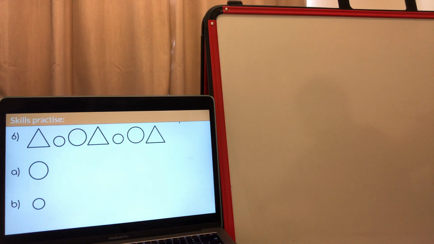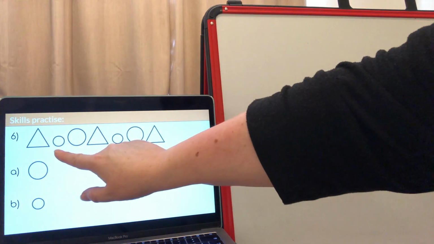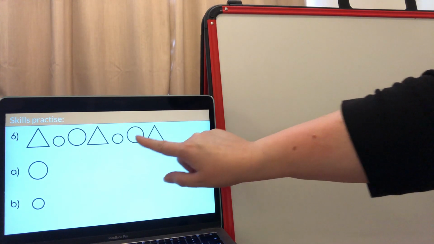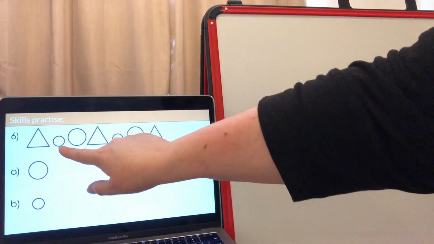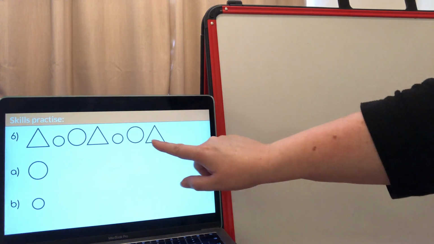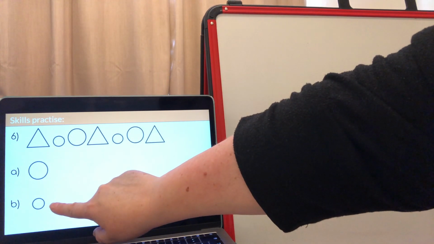Oh, it's getting more complicated. We've got triangles and 2 different sizes of circles. What will be next? Triangle, small circle, big circle. Triangle, small circle, big circle. Triangle. What comes after the triangle? Well, after that triangle came a small circle. So after this triangle, we need a small circle. The answer was B.